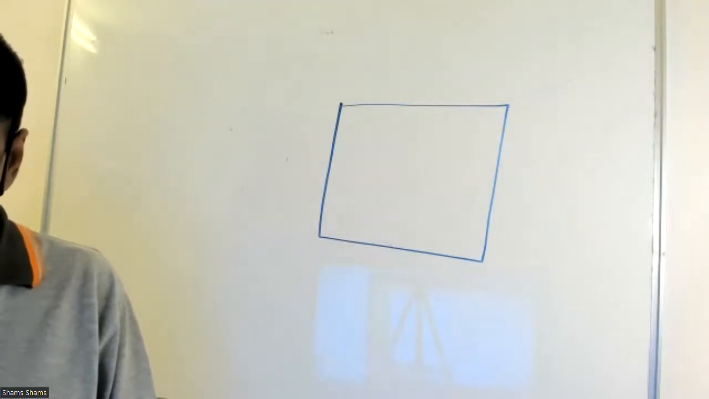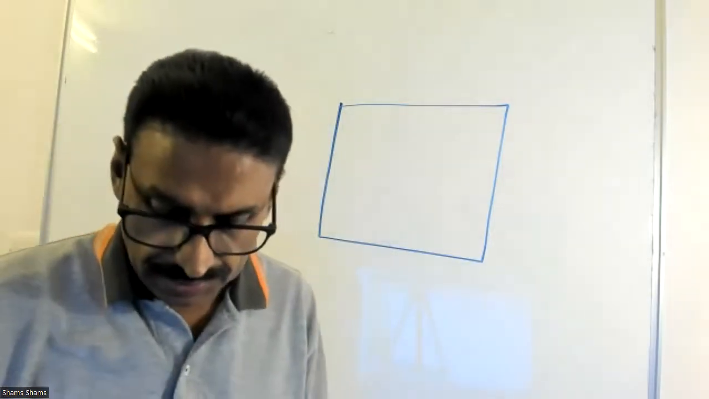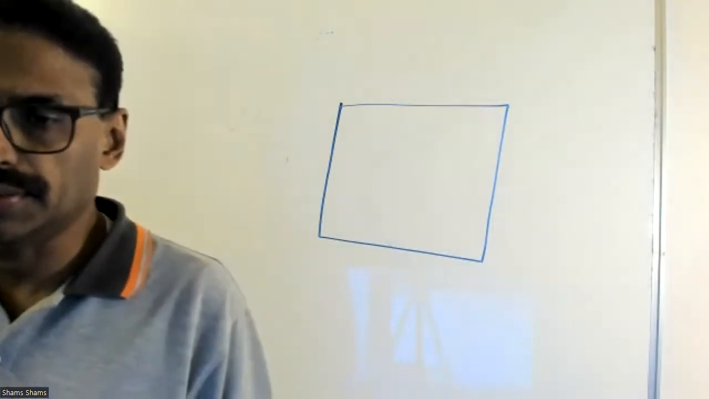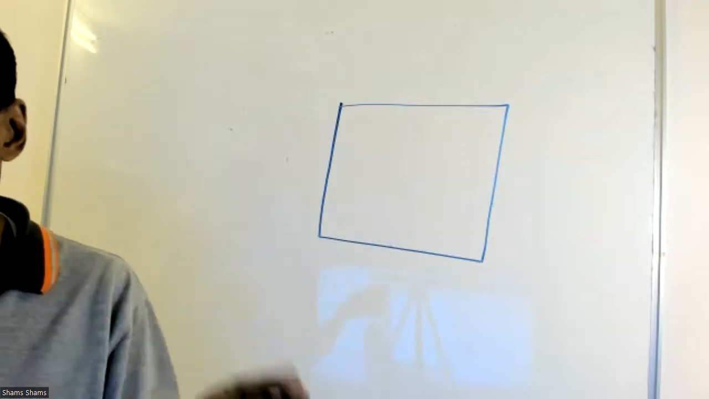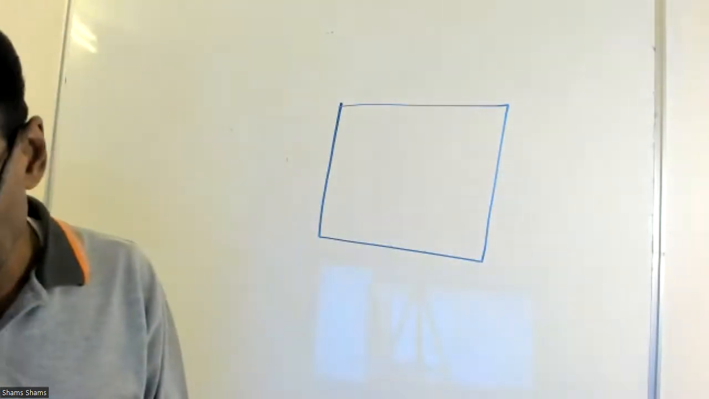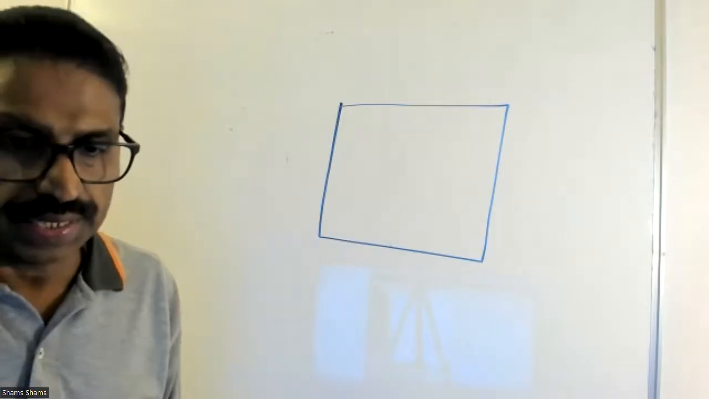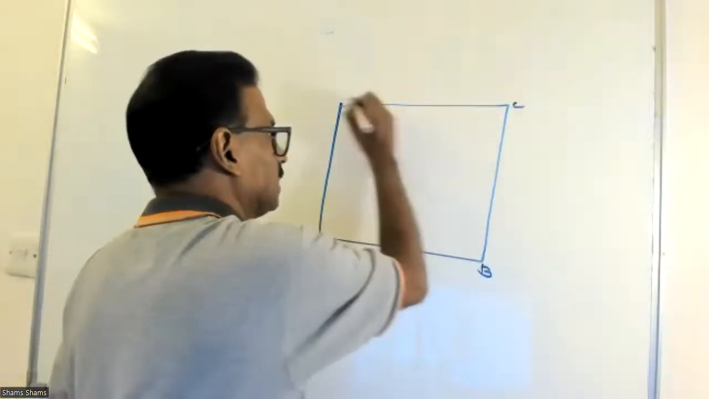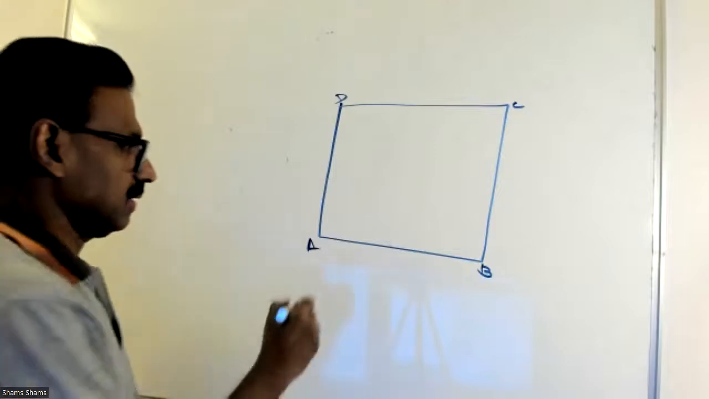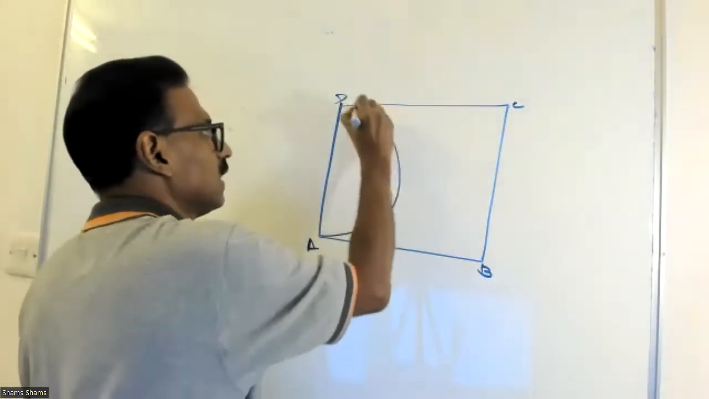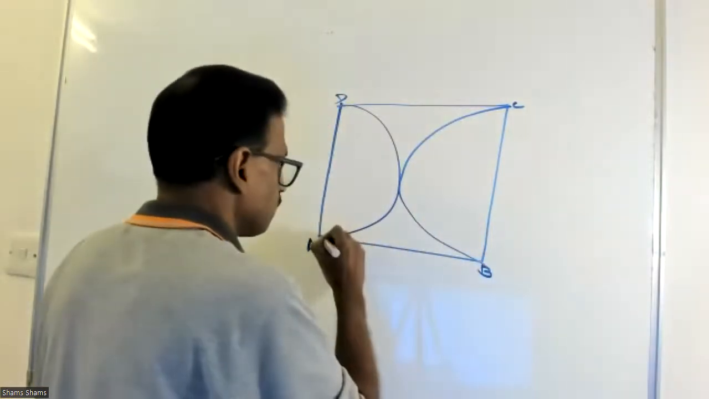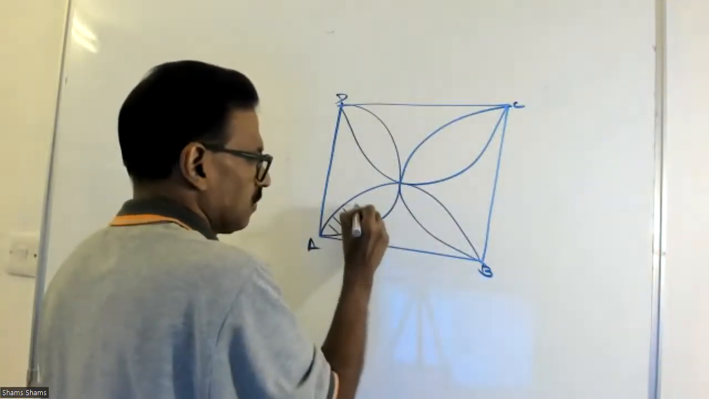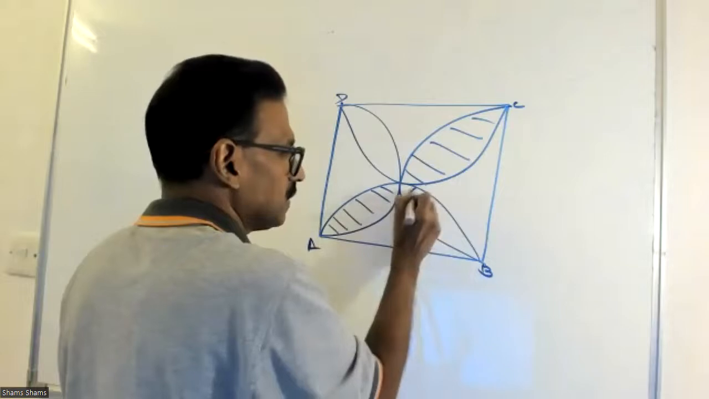ABCD is a square of side 10 centimeter. Semicircles are drawn with each side as a diameter. Find the area of the shaded region.